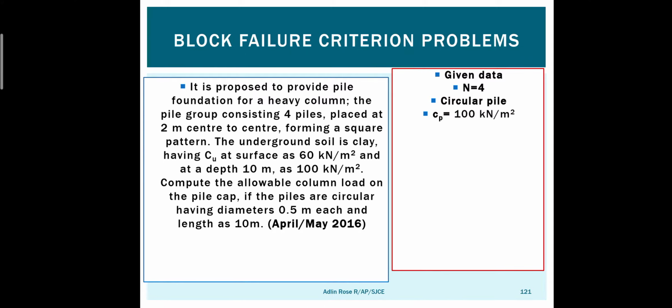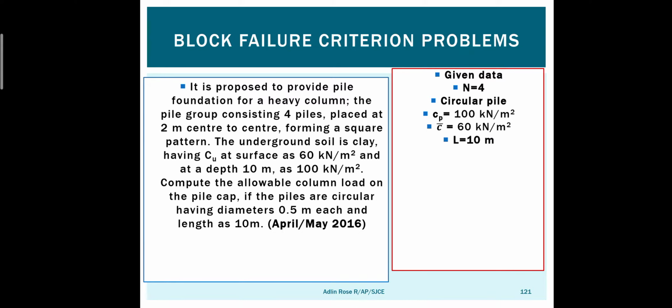Then cohesion values are given. The cohesion at the depth of 10 meter. The length of the pile is 10 meter, so at the end of the pile, it is going to be the tip cohesion, or point cohesion. So Cp is equal to 100 kilonewton per meter square. Then we have to find C bar. At 10 meter it is going to be 100, and at the surface it is going to be 60. So C bar is equal to 60 kilonewton per meter square.